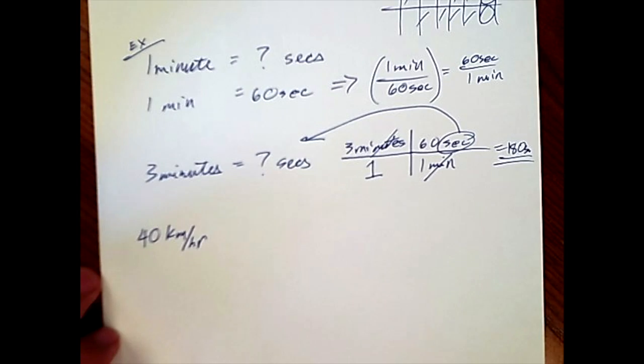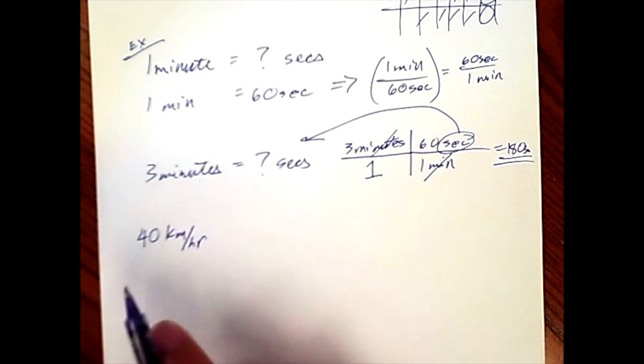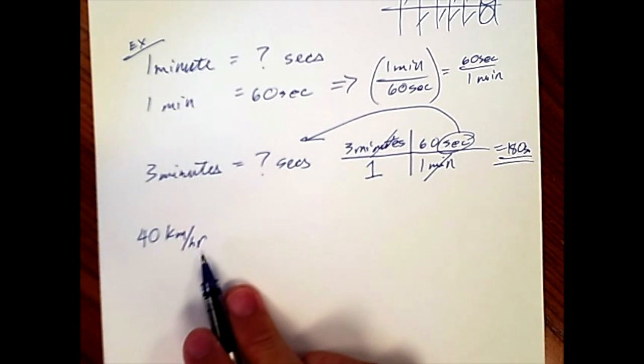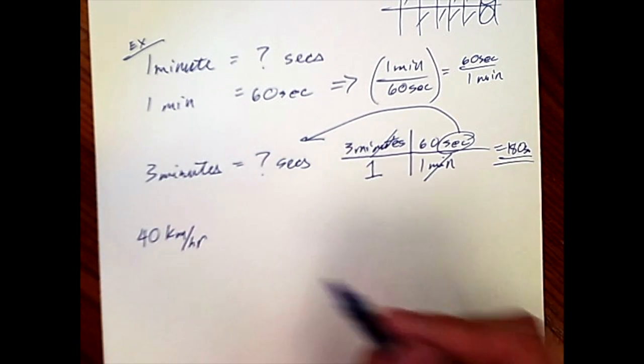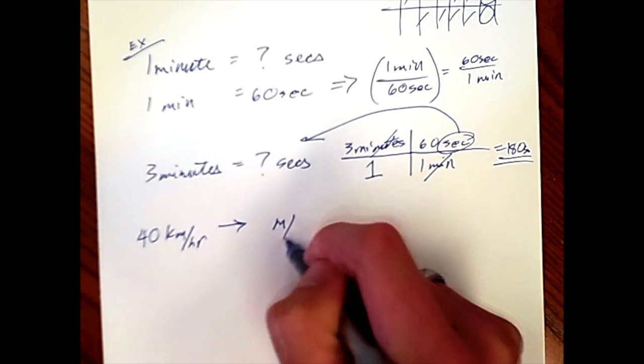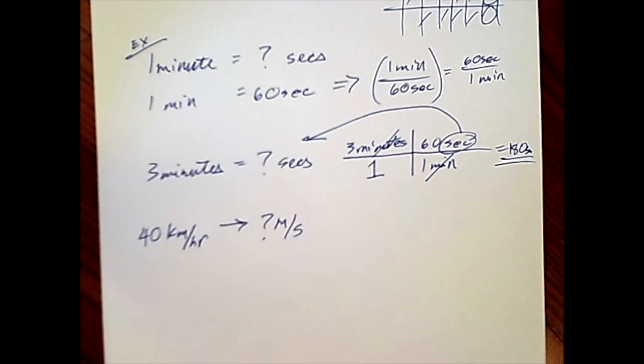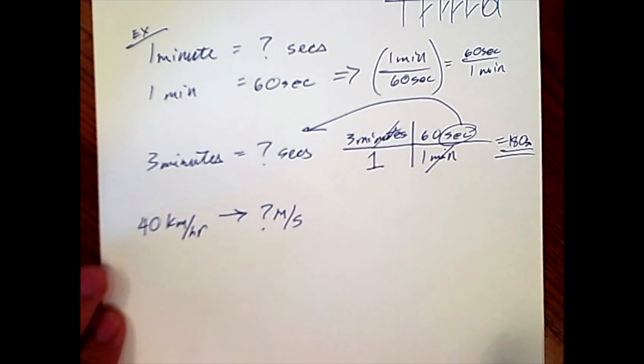More realistic to physics, especially AP physics, is complex units like kilometers per hour, right? The base units for distance are meters, and the base units for time are seconds, which means that we are always going to be converting velocities or speeds into meters per second. So again, it's the same exact process. Setting it up as a fraction, putting in your conversion factors and working across.